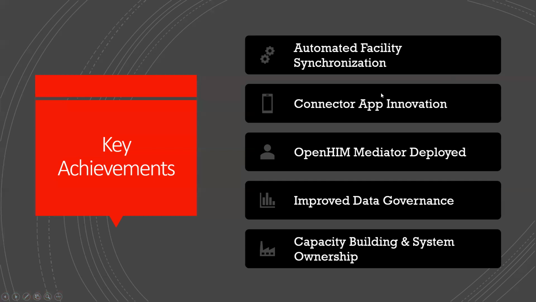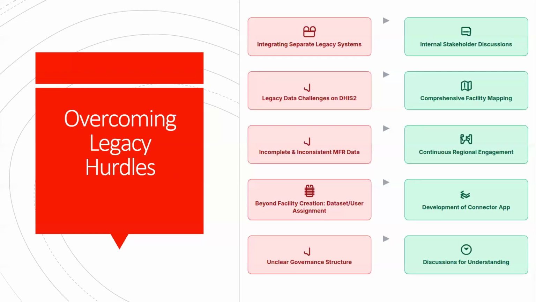So the key achievements: we have automated facility synchronization. We developed a connector app, which is a big innovation as a country. We also have the OpenHIM mediator deployed, improved data governance, capacity building, and system ownership in the ministry. Even localization is a big chance.